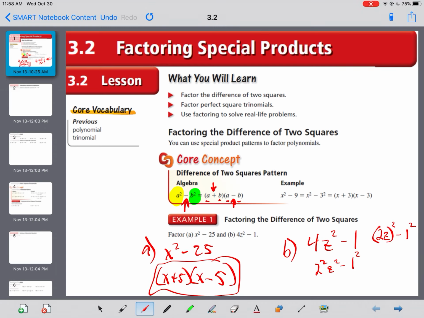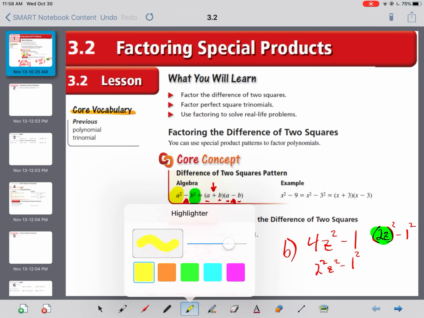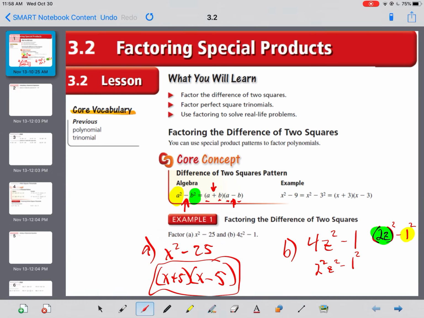And there's my difference of squares. This thing I have at the front is squared, and this thing I have at the back is being squared. So when I write my parentheses, each one gets a 2z, and each one gets a 1. One's plus, one's minus. And there's my answer.